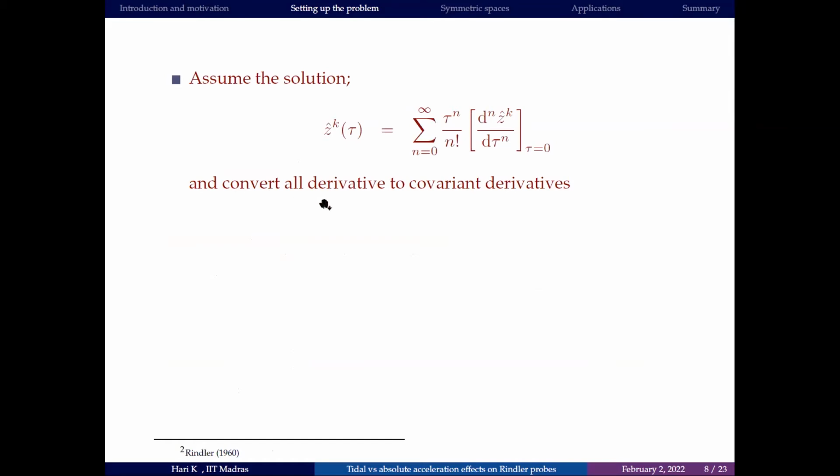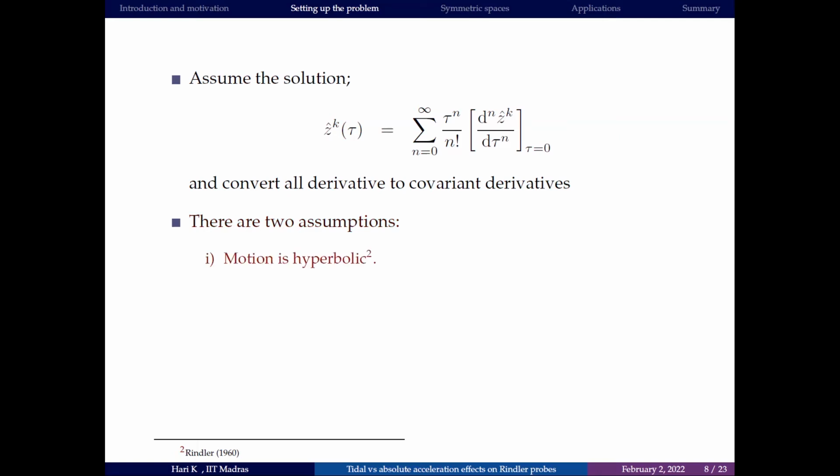To find Z, we expand it in a Taylor series. Notice that these are just ordinary derivatives. We need to convert them into covariant derivatives to make our expression covariant. To simplify the Taylor series expansion, we are using two assumptions.